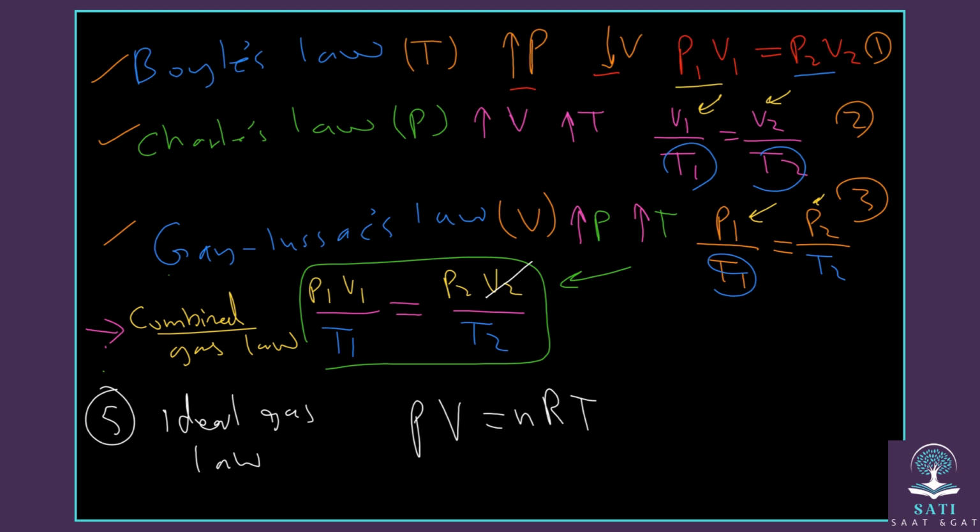Here, T is the temperature we know, V is the volume, and P is the pressure. R is a constant, and N is the number of moles. We're going to use this one in problems, in solving problems. So this is what is called the ideal gas law. Okay, what are ideal gases?